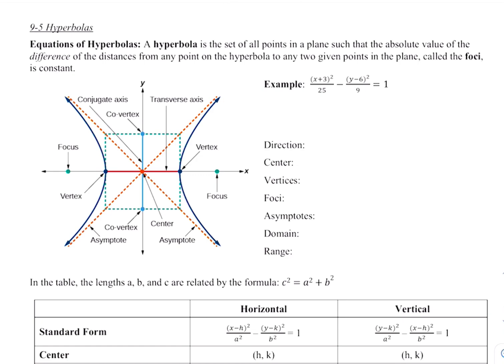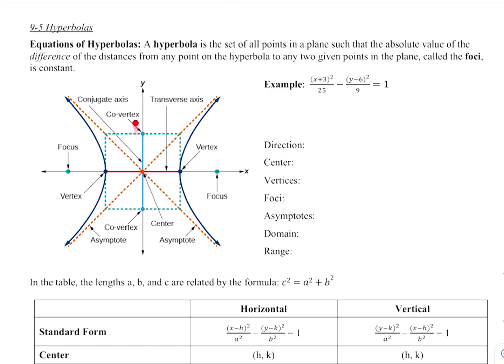Just like with parabolas, we're going to have a vertex on each U. So here are the two vertices. The distance between our two vertices is still going to be a distance of 2a, just like with the ellipses. Now, instead of this being called the major axis, on a hyperbola we call this the transverse axis. The reason for that is because this is no longer necessarily the longest piece on our graph.